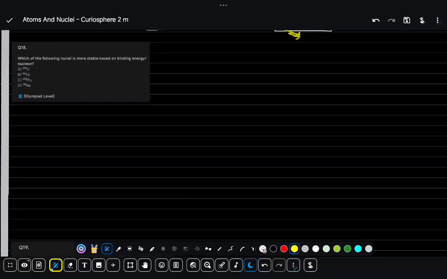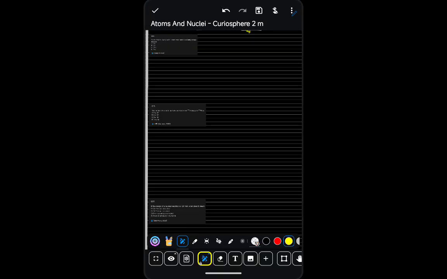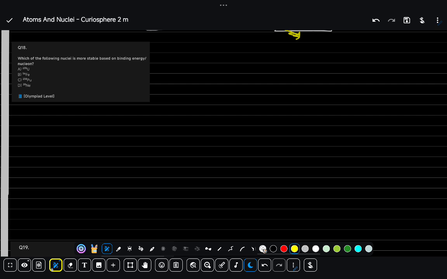Iron 56 has the highest level of what? Yeah, iron 56 has the highest binding energy, the highest amount of binding energy. But why? Now, let us go to the fundamental forces of nature, guys.